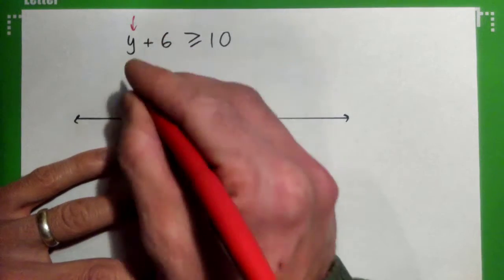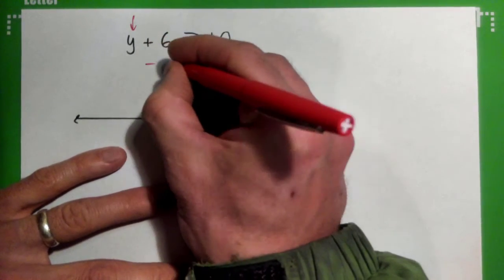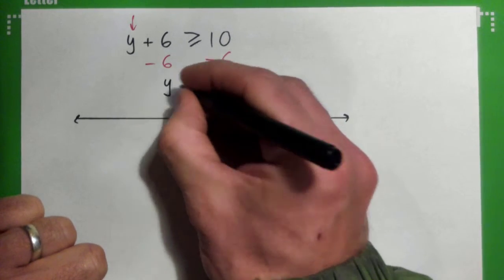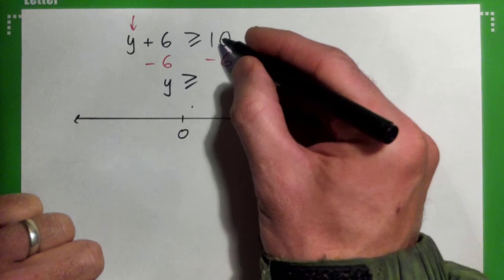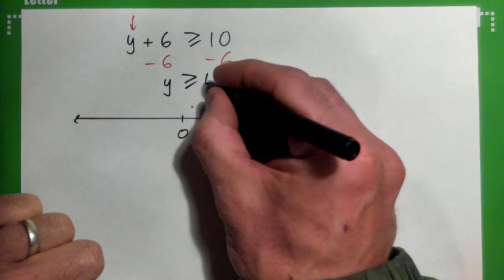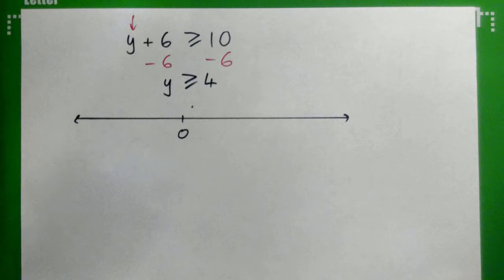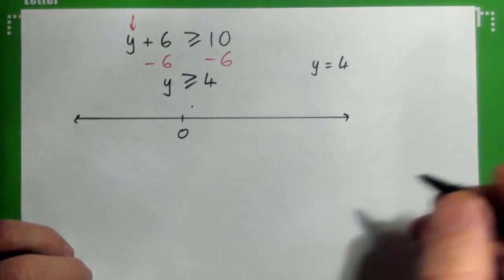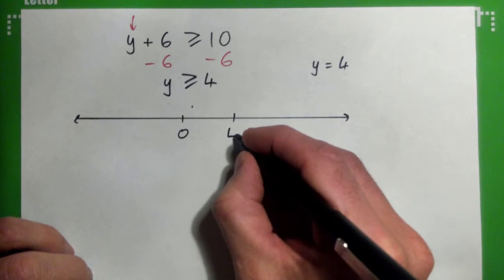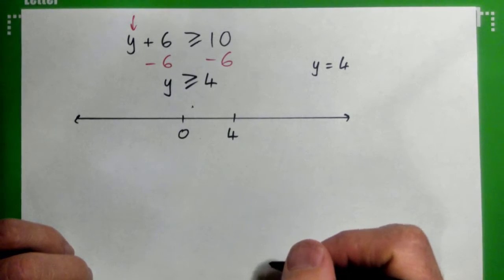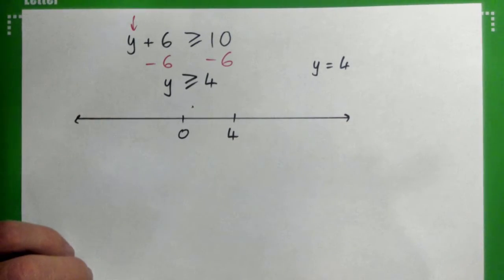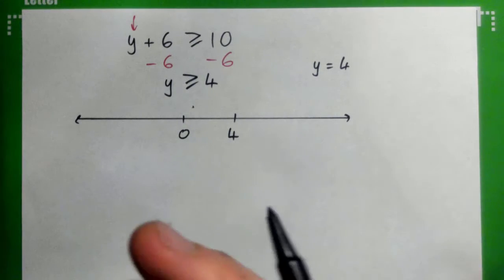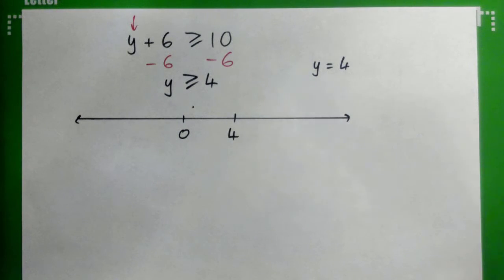So to undo adding 6, you just subtract 6. And so we have y on its own here, which is greater than or equal to 10 minus 6, 4. Y greater than or equal to 4. If this said y equals 4, then we would just find 4 on the number line and make it a dot, basically, right? But greater than or equal to 4 is a whole range of numbers. It's not just one number.